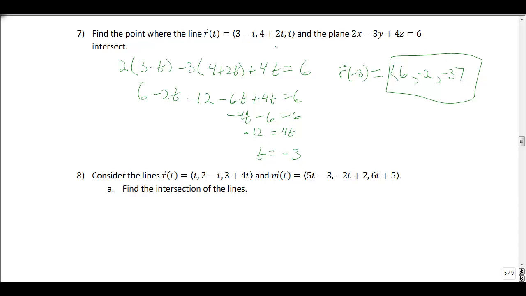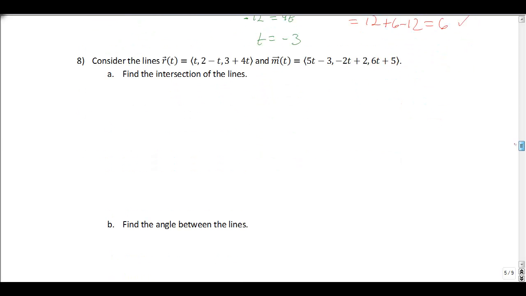So clearly that's on this line because we plugged in a value of t that should just give us a point on the line. We can check, is this on the plane? Well, if you do 2 times 6 minus 3 times negative 2 plus 4 times negative 3. Does that give us the 6 that it's supposed to? So that's 12 plus 6 minus 12. 12 and minus 12 cancel. It does indeed give us the 6. So it checks out that this point is indeed both on the line and on the plane.